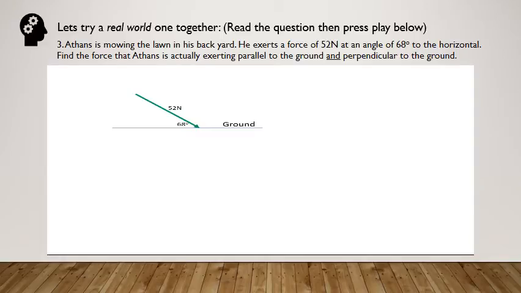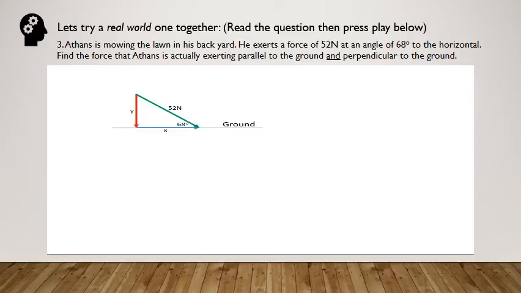So that is made up of a vector in the Y direction. Put that in there. And a vector in the X direction. Let's put that in there. Now we need to work out and split up the X and the Y components of that 52 newtons. So now we need to think about the angle 68 and the opposite side, which is y, and the adjacent side, which is x, the hypotenuse, which is 52.